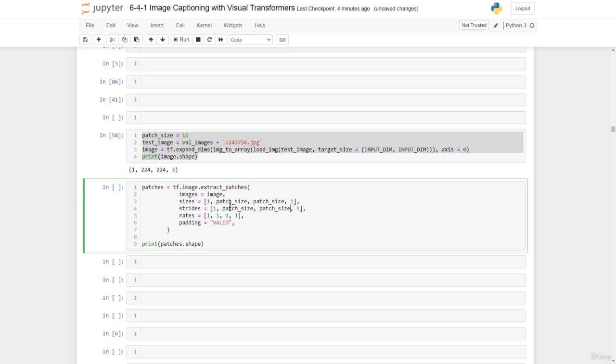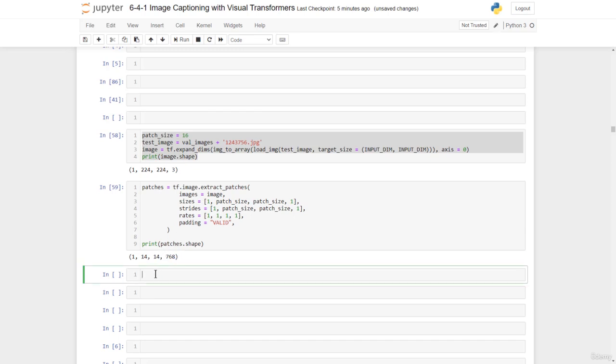And also note that the reason why we're focusing on the first and second dimension, if we're starting from 0, so 0, 1, 2, 3, is because we are looking at this image to be 224 by 224. That is the height and the width. We are not focusing on the batch size or on the channel dimension. Then we have this rates, which we set to values of 1 and 1. Then the padding is valid. So let's run this. We obtain the shape.